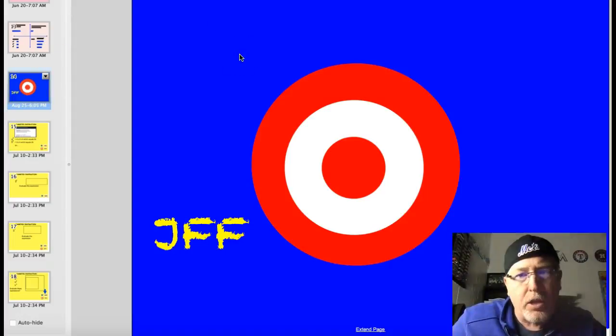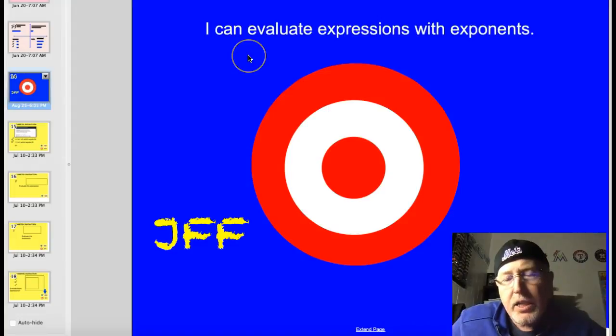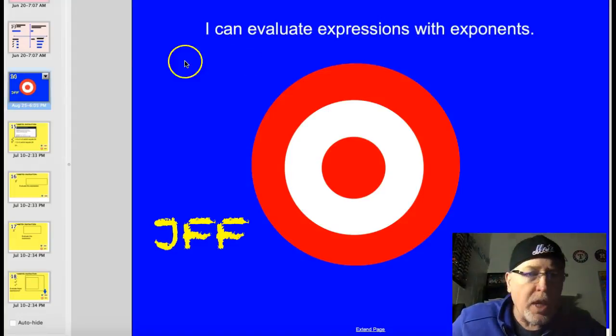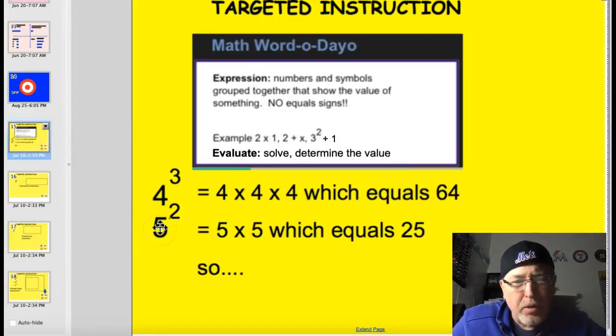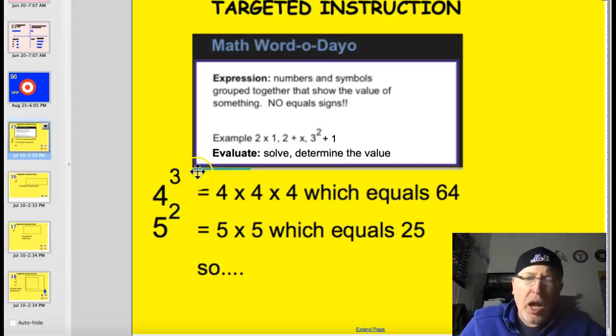Today our target is I can evaluate expressions with exponents. Let's start off with looking at some vocabulary, and most of this is review. Do you remember that this down here is called the big number? Yes, that is correct. That's the base. And up here, the smaller number raised above it, that's the exponent.